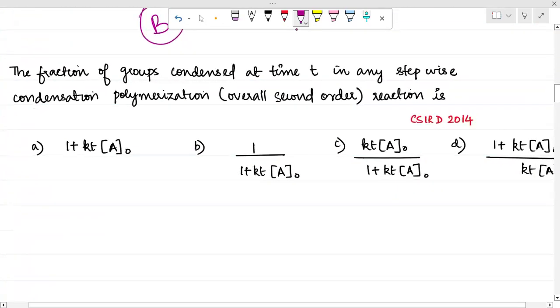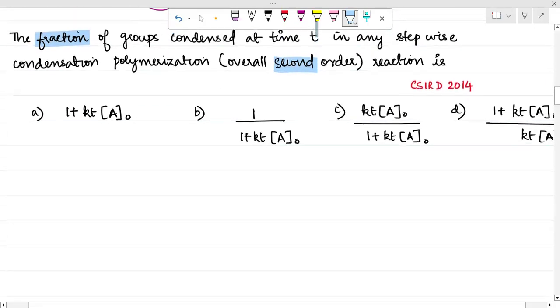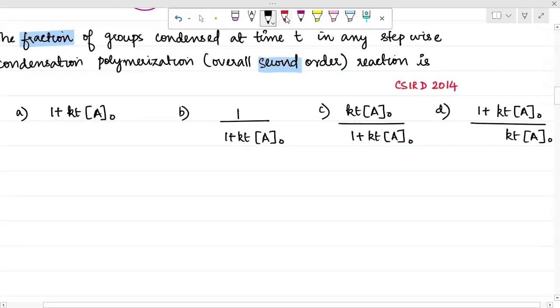Fourth question. The fraction of groups condensed at time t. So this question was already discussed in chemical kinetics. Those who are part of the chemical kinetics will be familiar with this question. Others, please pay attention. So the fraction of groups condensed at any time t in any stepwise condensation polymerization, which is a second order reaction, is. Okay, so you have to find the fraction of groups condensed.